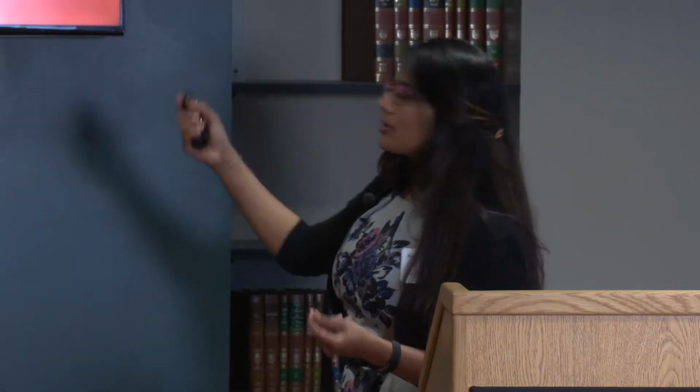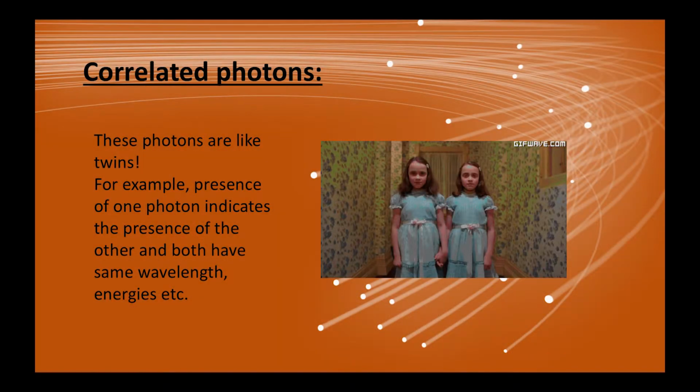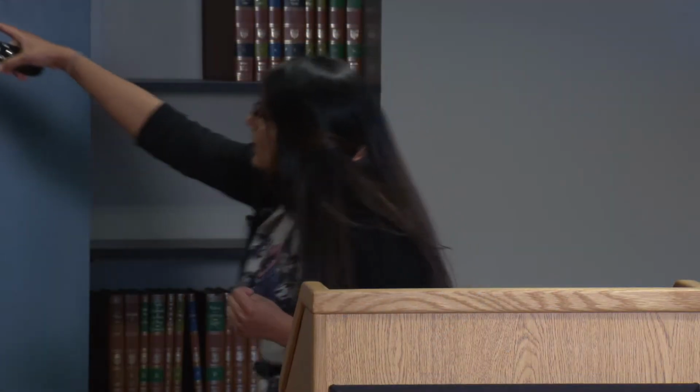Now, I talked about correlated photons, right? So what are these correlated photons? Well, these are like twins. And twins meaning if I know one exists, I know the other exists too, for sure. And that also means that they have the same wavelength, like I was showing here, and they would have the same energies.